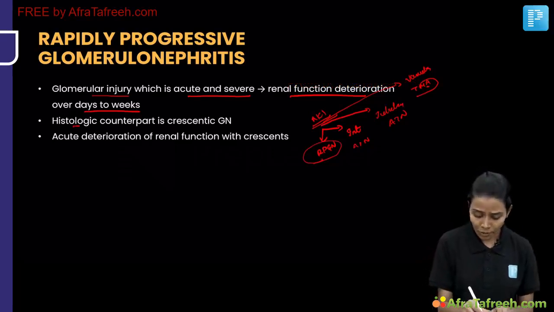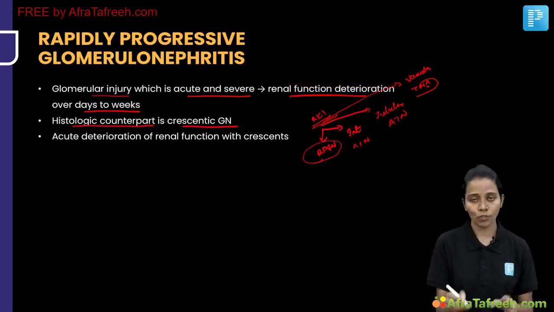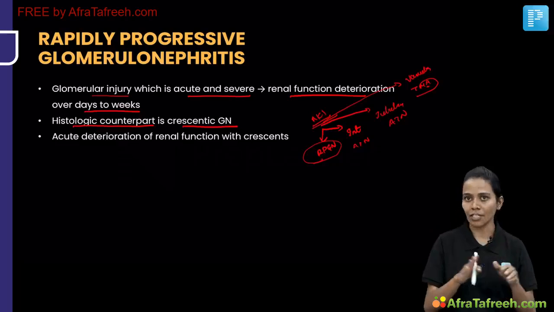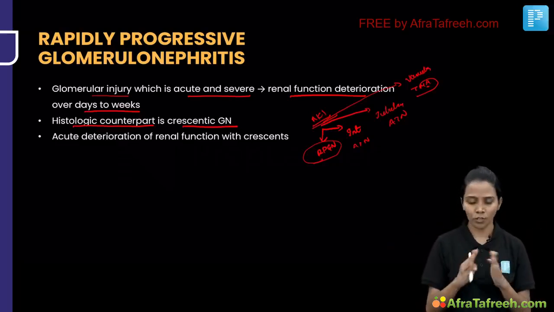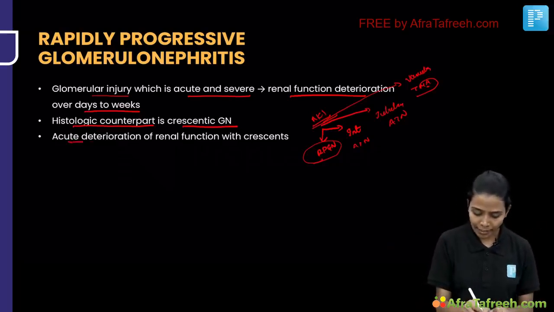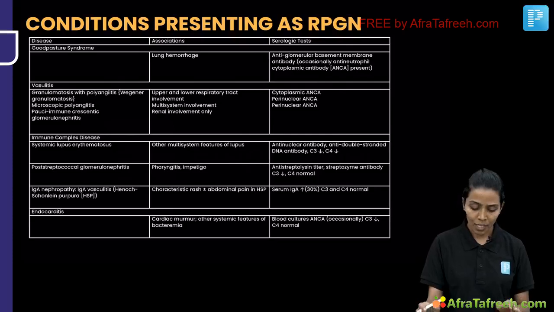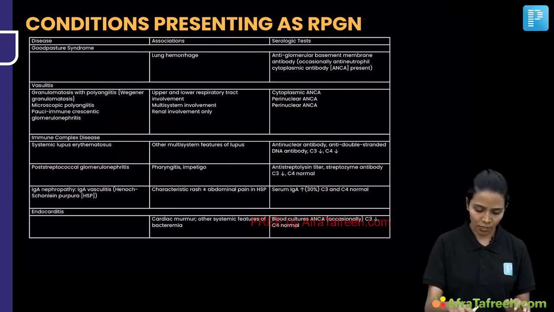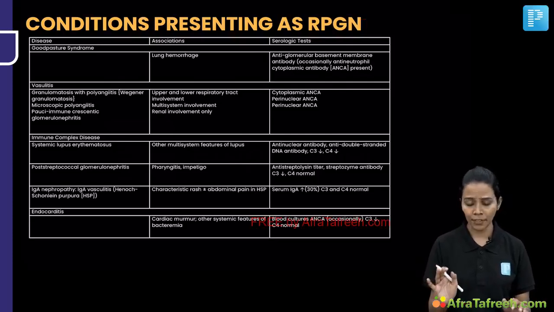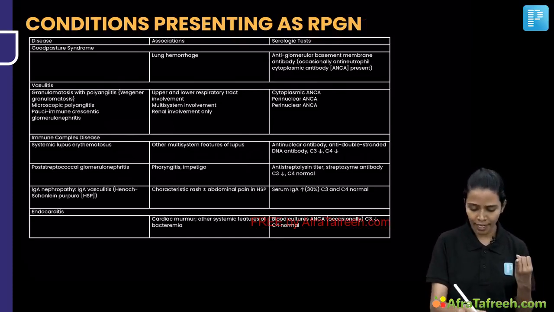Okay. Histological counterpart is crescentic GN. So when a patient has RPGN, generally when you biopsy, you are going to find crescents. And there is acute deterioration of renal function with crescents. So that is the meaning. So these are the conditions that can present as RPGN. So first is we read anti GBM disease, that is Goodpasture syndrome.